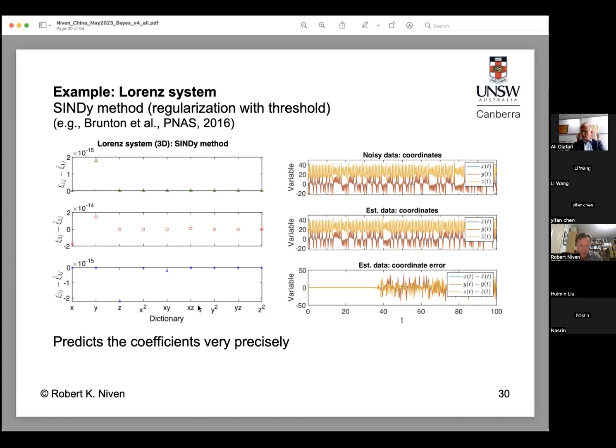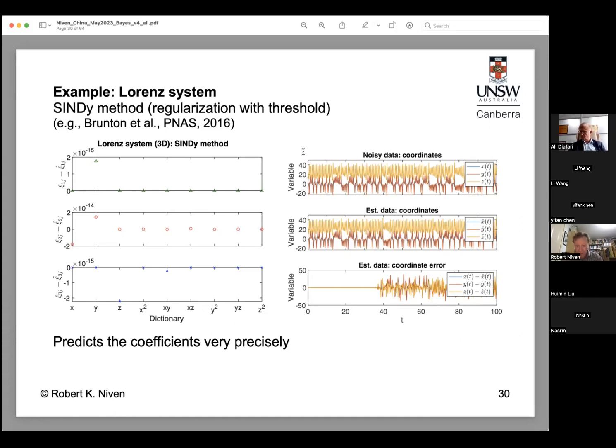The SINDy method works very well. And so what I've got here on the left, these are plots of the correct values of these coefficients in the psi, so the true values minus the estimated values. And you can see these are very small numbers. These should all be very close to zero. And in fact, they are very close to zero. So we're getting very good estimates of the coefficients from our time series.